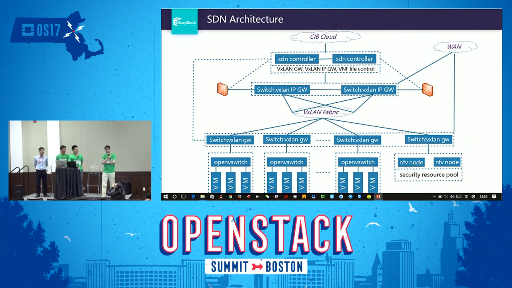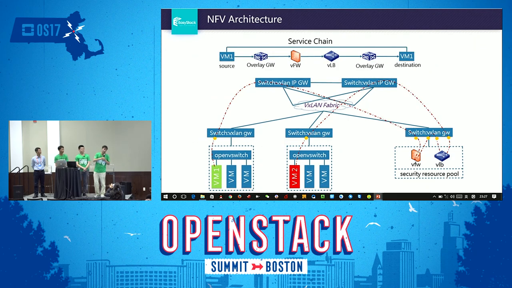The SDN solution is integrated together with our partner, and the details of the implementation are done by the partner. We integrate with our OpenStack. Also, all the NFV functions are supplied by our partners. Okay, thanks.